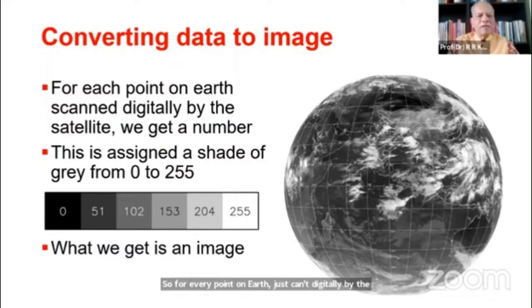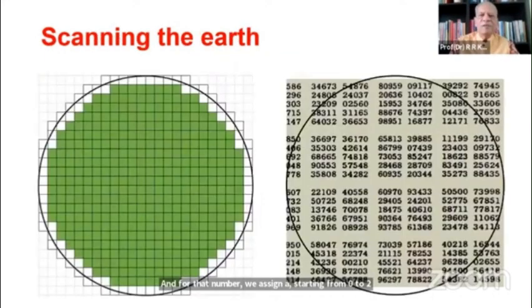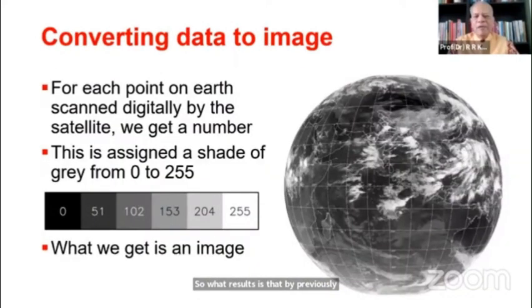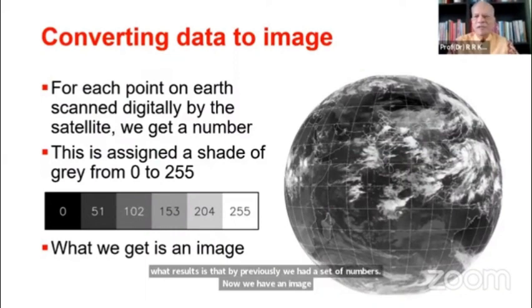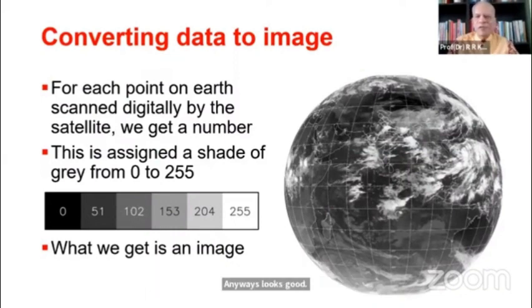And for that number, we assign a gray shade starting from 0 to 255. 0 is black and 255 is white. So what results is that while previously we had a set of numbers, now we have an image. An image looks good. We like images because we want to put them on TV screens. We want to put them in a poster, or we can put it on the cover of a book. So the images are convenient. You can see them at a glance compared to data.